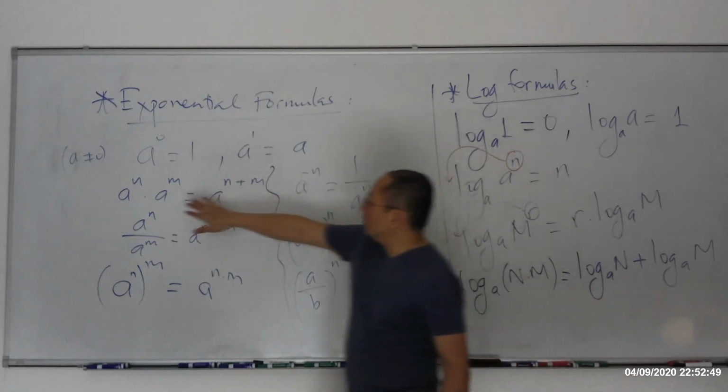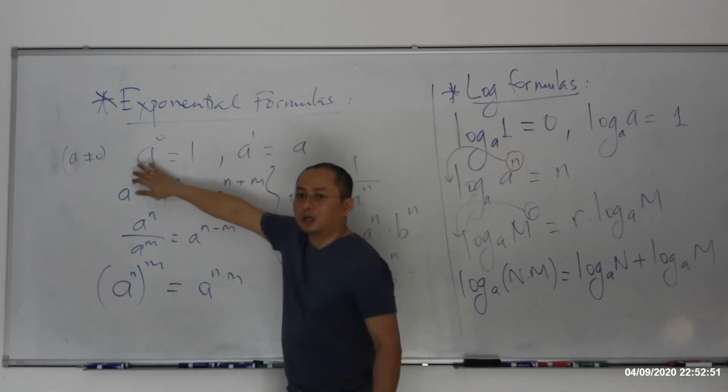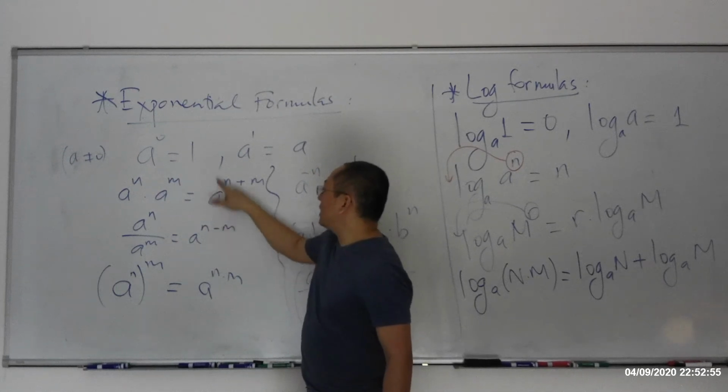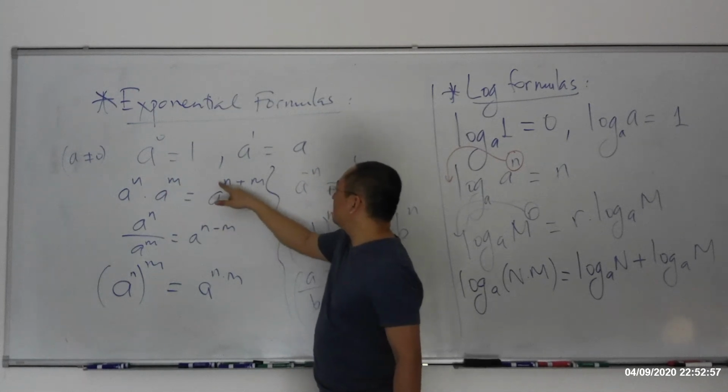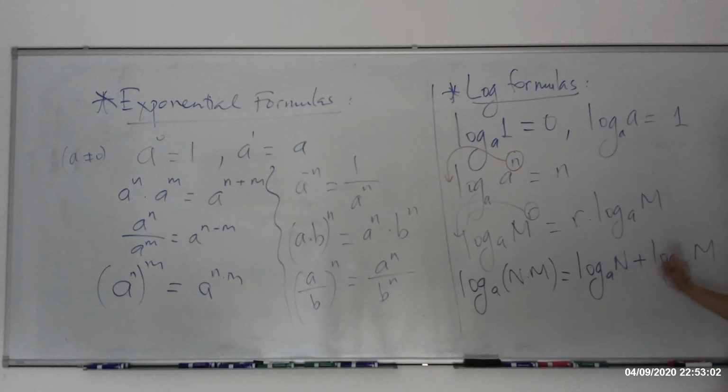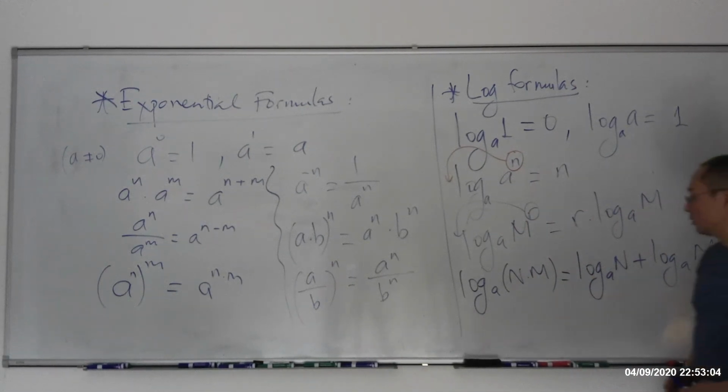Let's say you have a product, and you look at the exponent of this product. Take a to the n times a to the n. What is the exponent of this product? It is n plus n. The exponent of the product equals the sum of the exponents of the two factors.